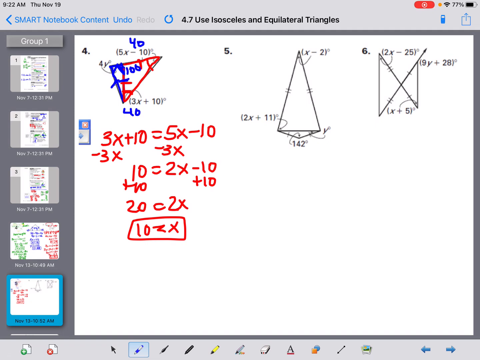Well, on the other side of it, this little angle right here, if I do 180 minus 100, because think about it, these angles, I have a 100 here, and I'm looking for this one right here. They make 180, so that's 80. That means if this side's 80, so is this side. So 4y is going to equal 80, and y equals 20. Okay.